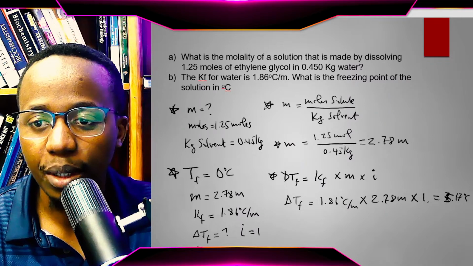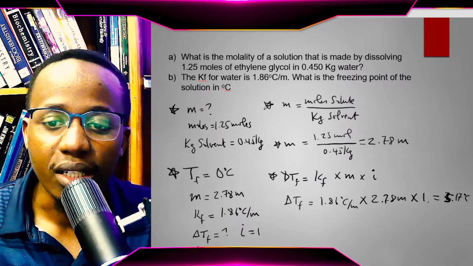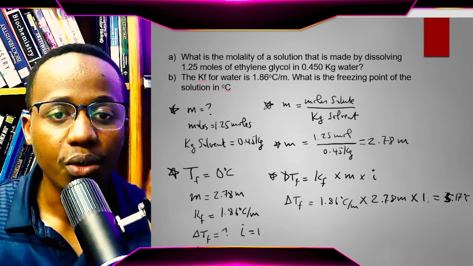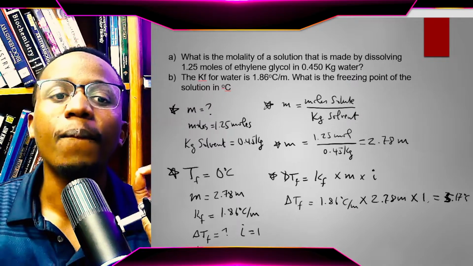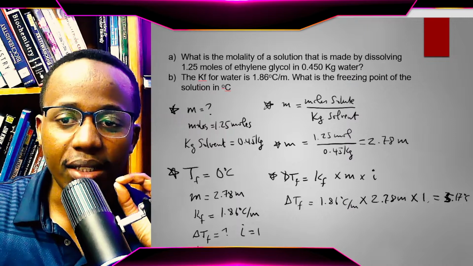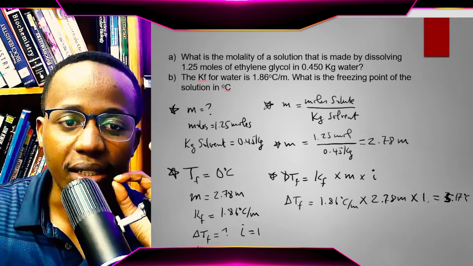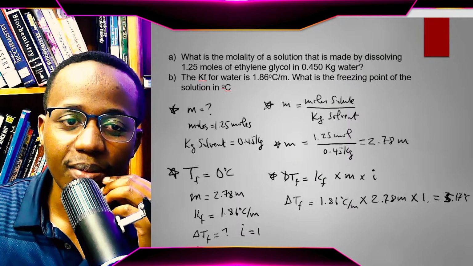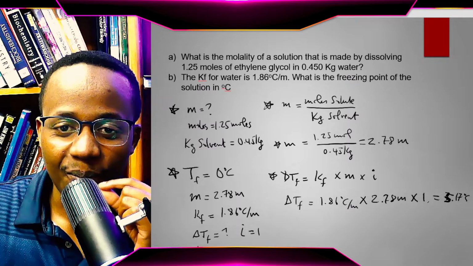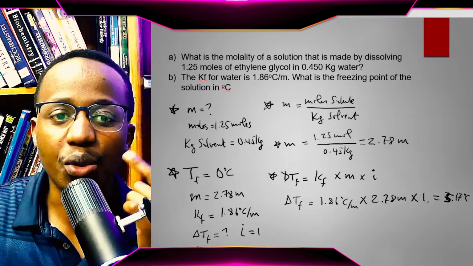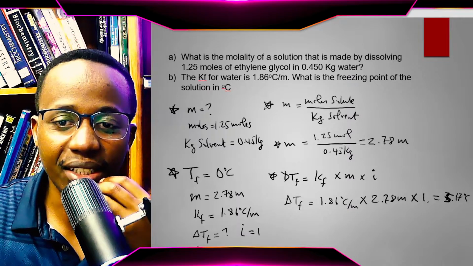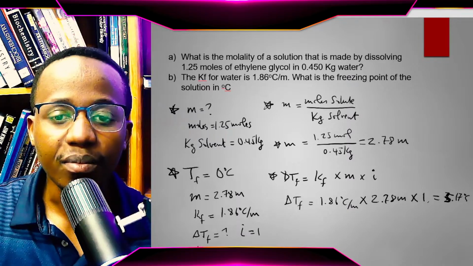All right, wait a minute. We're not done. We just found the change in freezing point. So what this number is telling you is that the freezing point has changed by this much when we added the chemical above. But here's the thing. This is just a change in freezing point. We have to find the actual freezing point, the new freezing point when there's this change.